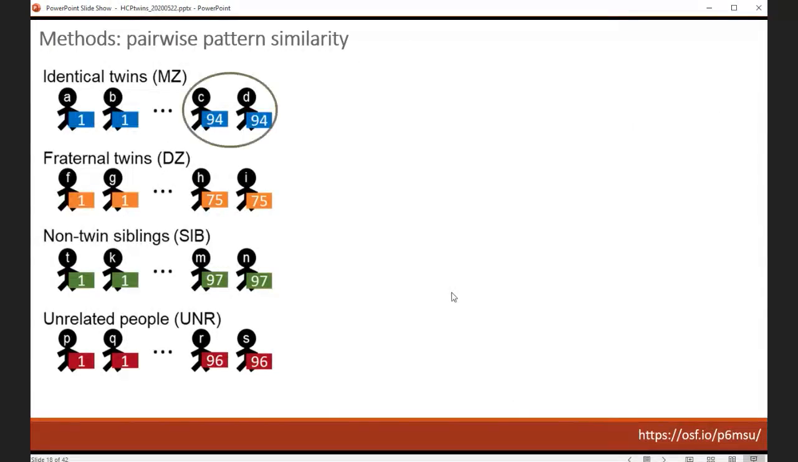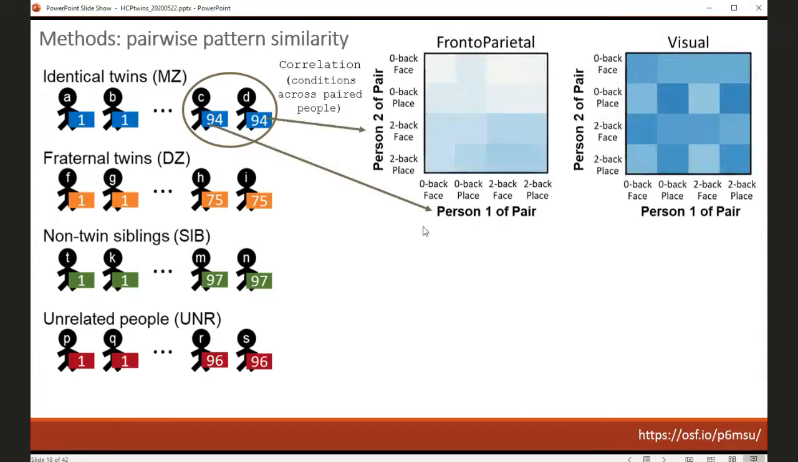Okay, so pairwise. We have these twins and siblings, so now we're dealing with a pair of people, not just one person. I do the same sort of thing where I have my four stimulus types, my four copes, but now I'm putting a person on each axis.